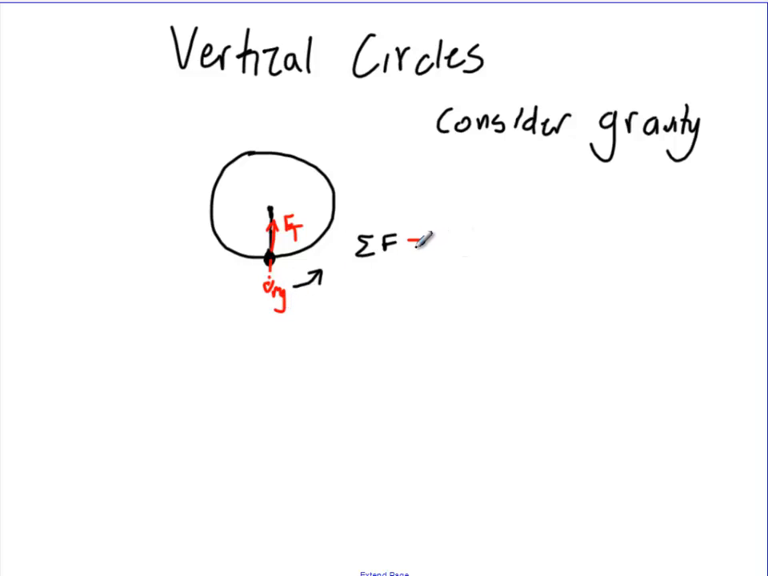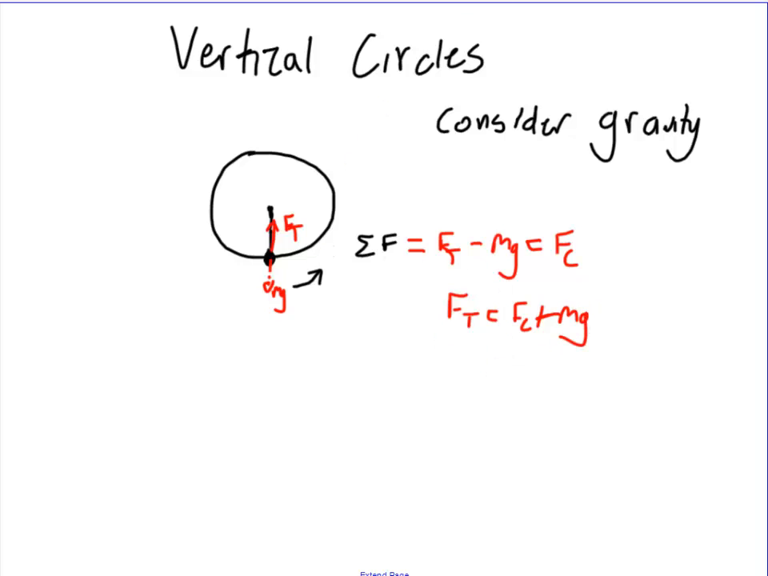So the net force is equal to the tension force minus mg, which is going to cause this thing to actually have some centripetal acceleration, right? It's got to accelerate towards the center, which equals Fc. And so what we can see here is the tension in the string at the bottom of this curve is equal to the centripetal force plus the force due to gravity, plus mg.